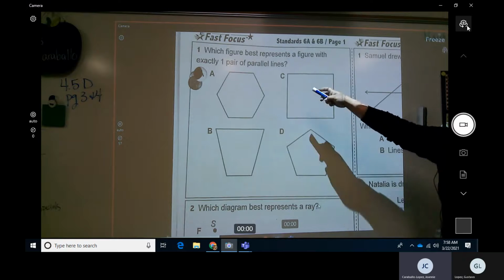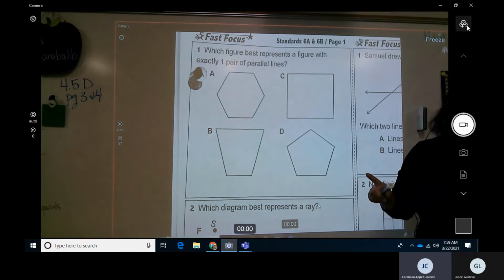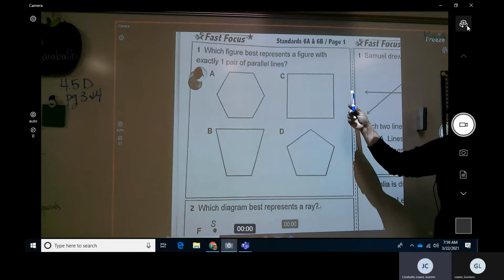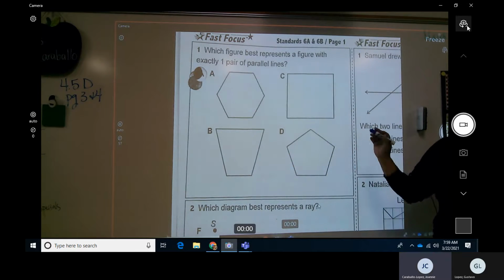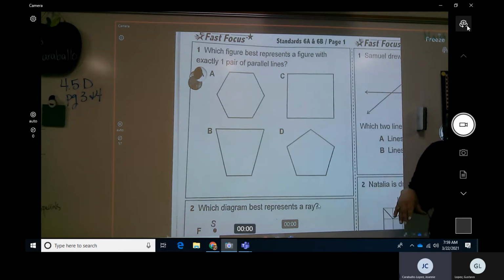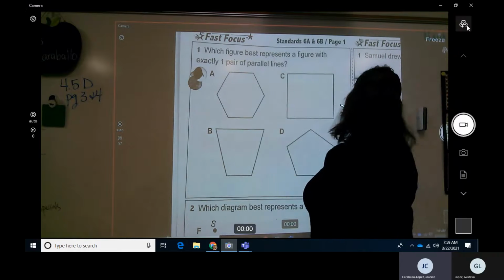Okay, so it says here, which figure best represents a figure with exactly one pair of parallel lines? ¿Qué figura mejor representa una figura que tenga exactamente un par de líneas paralelas? Which of these figures would have a perfect pair? So talk to your group really quickly and come up with an answer. Talk to your group. Let's go. So remember, first of all, what do we know about parallel lines?